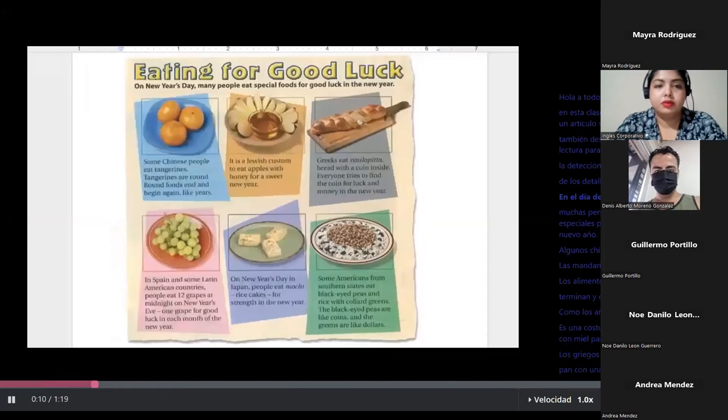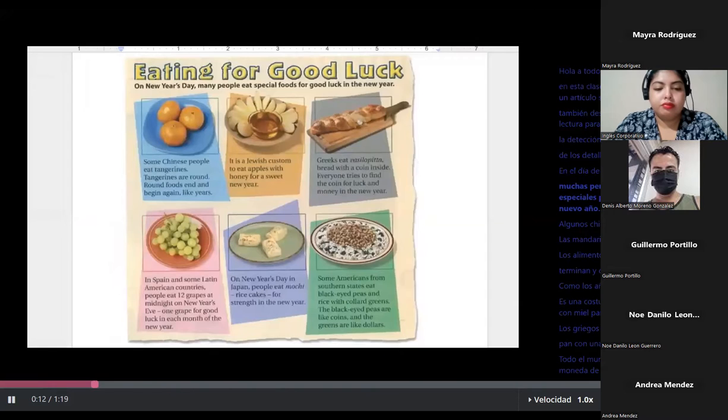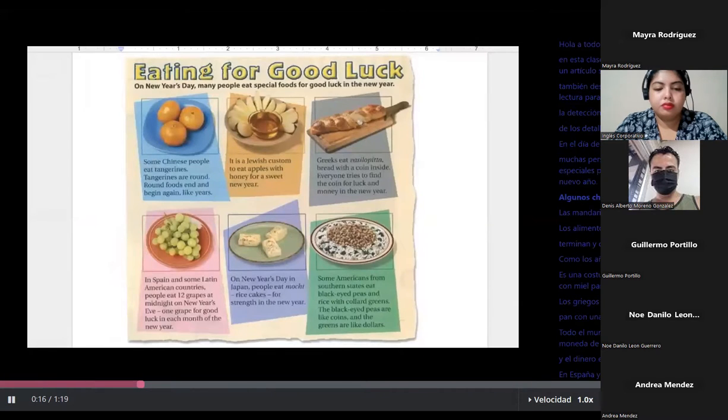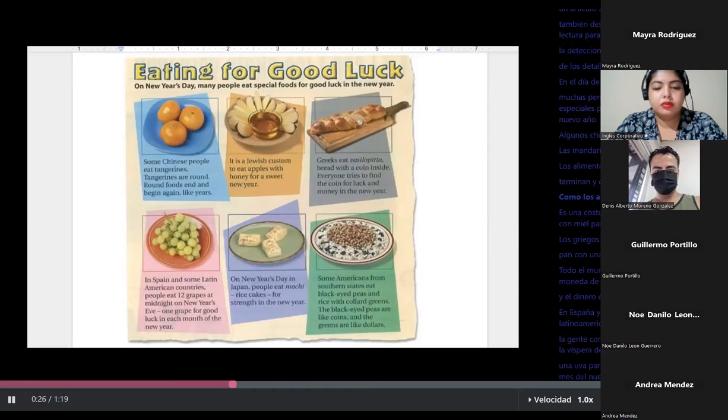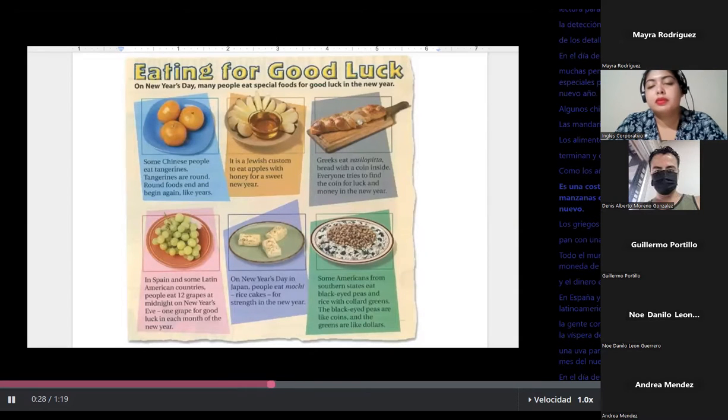On New Year's Day, many people eat special foods for good luck in the new year. Some Chinese people eat tangerines. Tangerines are round. Round foods end and begin again, like years. It is a Jewish custom to eat apples with honey for a sweet new year.